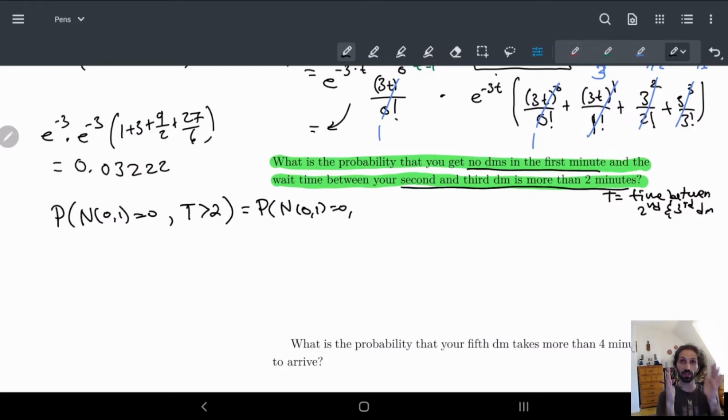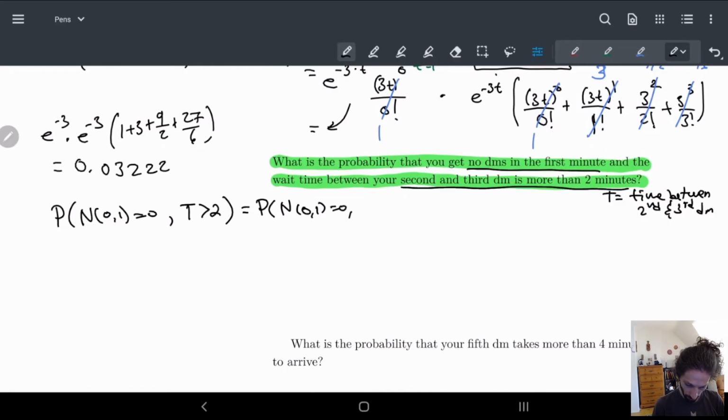The time between the second and third one has no relation as to whether or not we got a DM in the first minute or not, right? I don't care how long the time is between them. Even if that part comes into that first minute, they're not related to one another. It's a little weird to think about, but basically the timing doesn't care about when something happens.